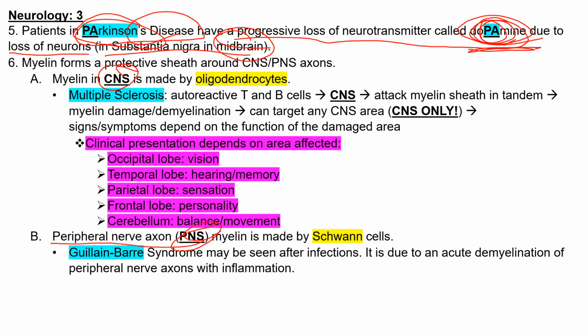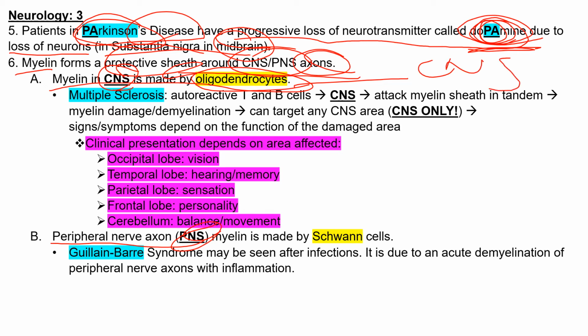PNS stands for peripheral nervous system, and CNS stands for the central nervous system. And we're going to be talking about myelin, which is a protective sheath that forms around axons in both the CNS and PNS. Myelin in the CNS is made by oligodendrocytes. These are the glia cells of the CNS. Myelin in the peripheral nervous system is made by Schwann cells.